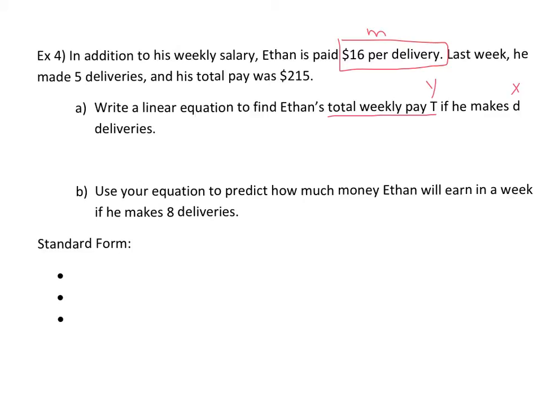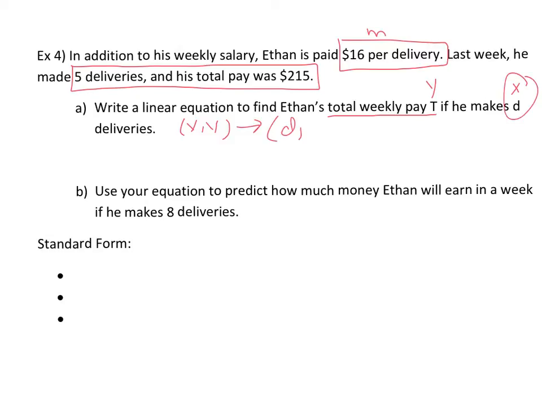So if I'm looking here, I know this is my slope. And if I look, I have 5 deliveries, $215. Well, if we think about things, we have to have an x, y coordinate point, right? And instead of x, I have now a d. And instead of a y, I now have a t. So my coordinate point would be 5 deliveries, $215.